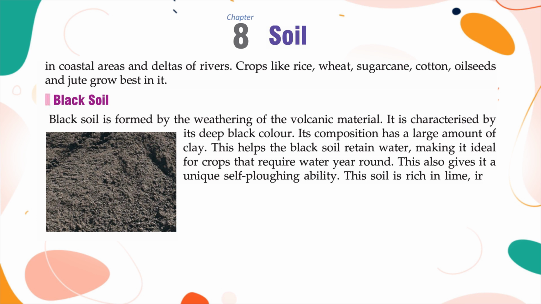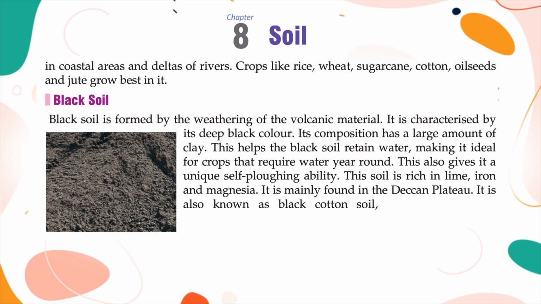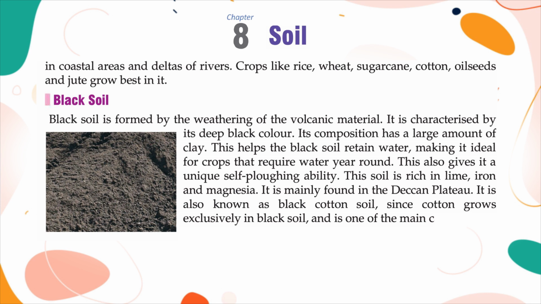This soil is rich in lime, iron, and magnesia. It is mainly found in the Deccan Plateau. It is also known as black cotton soil since cotton grows exclusively in black soil and is one of the main cash crops in India.